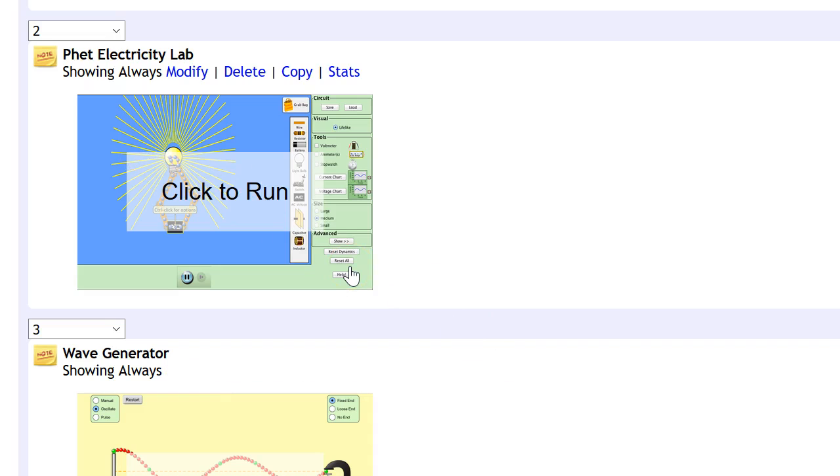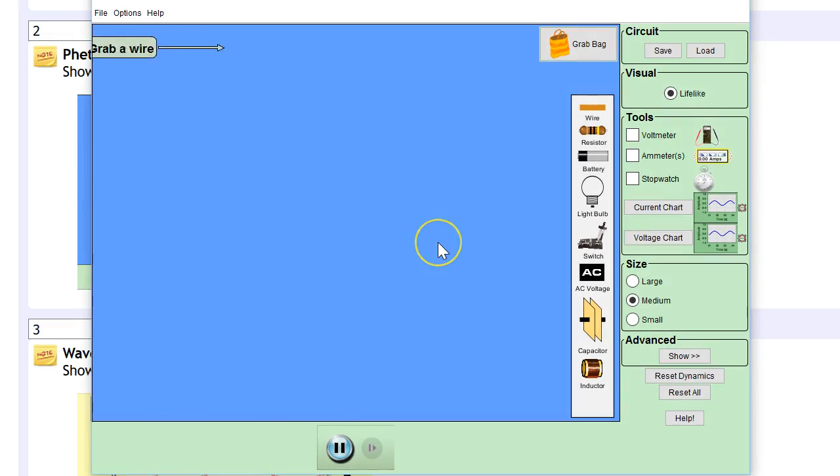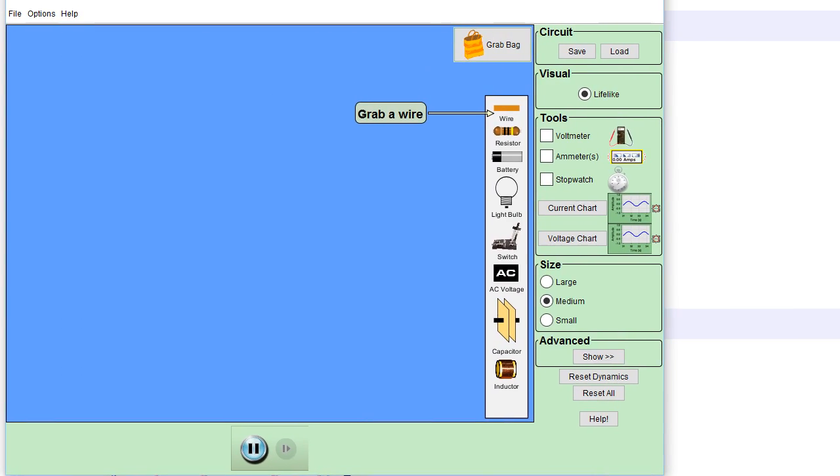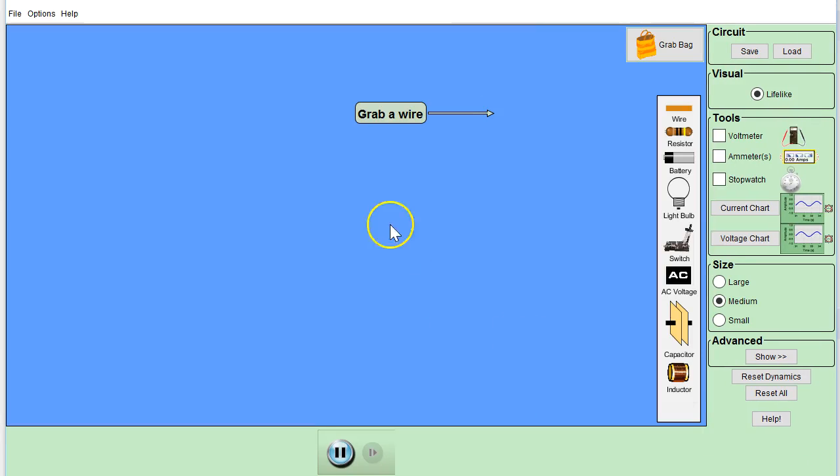Let's see here as it gets started. There we go. So this is a nice little lab that I can play with. Can I change the size? Oh yes, I can. Okay.